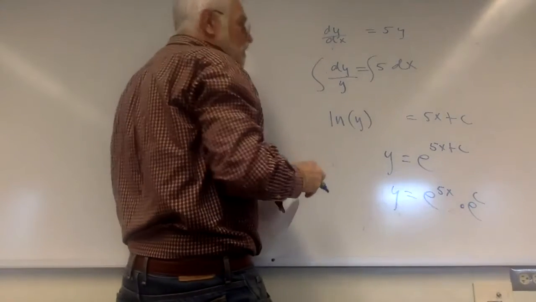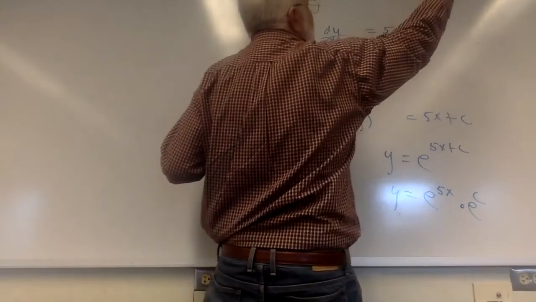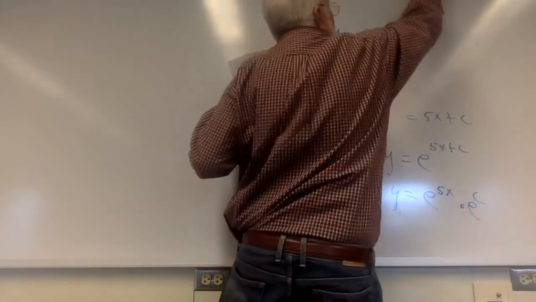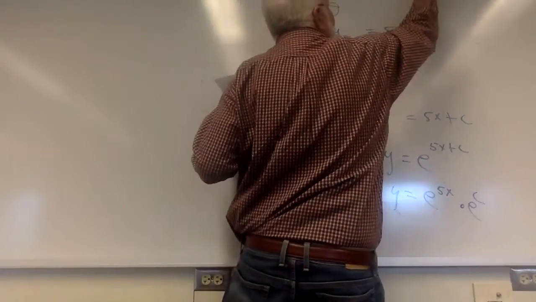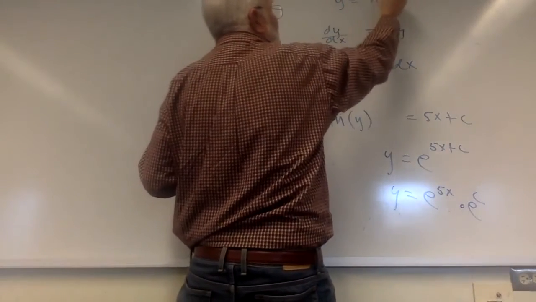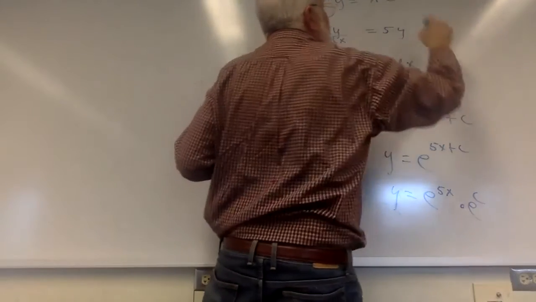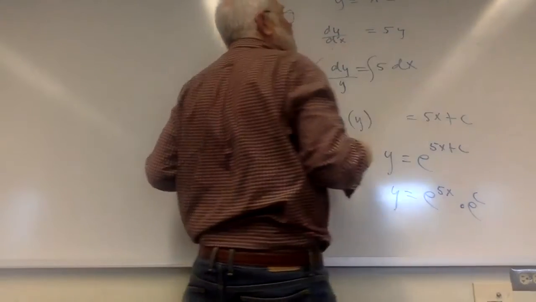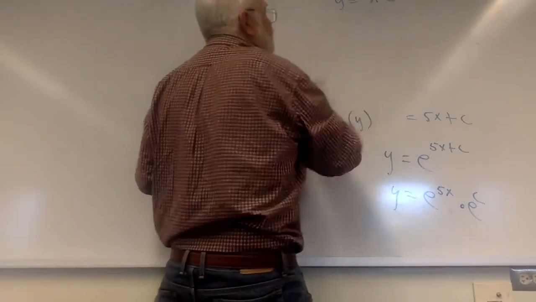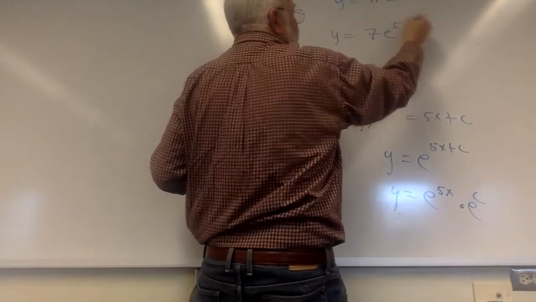Starting to run out of marker here. All right, what's another name for e to the c? Well, that's just a constant, an amount. E to some constant, we'll call it amount A. So I now know that y is equal to A e to the 5x. I know that 0 gets me 7. When I plug a 0 in, I get e to the 0, which is 1. So therefore, A has to be 7. Y equals 7 e to the 5x.